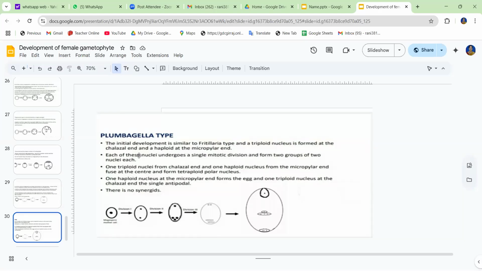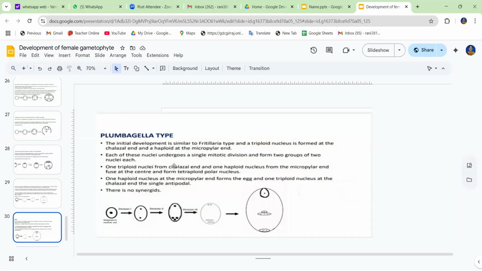In the Plumbagella type, the initial development is similar to the Fritillaria type. That means a triploid nucleus is formed at the chalazal end and a haploid nucleus at the micropylar end. So it is haploid at the micropylar end and 3 at the chalazal end. Each of these nuclei undergoes a single mitotic division to form 2 groups of 2 nuclei each.